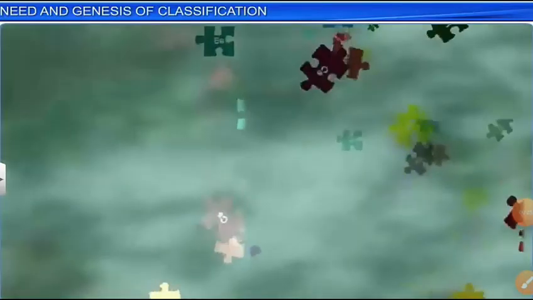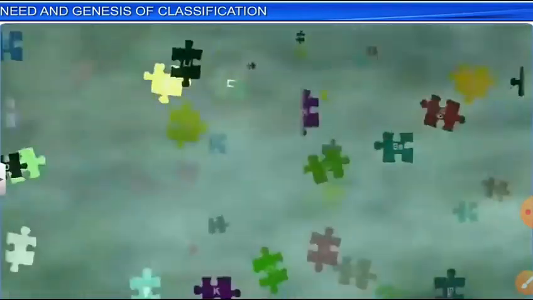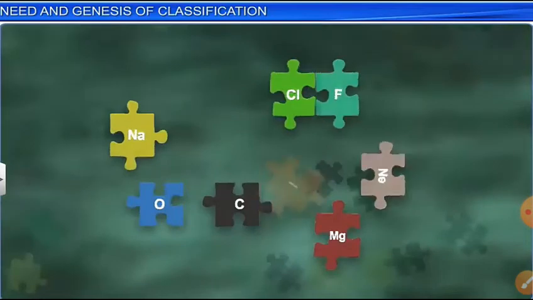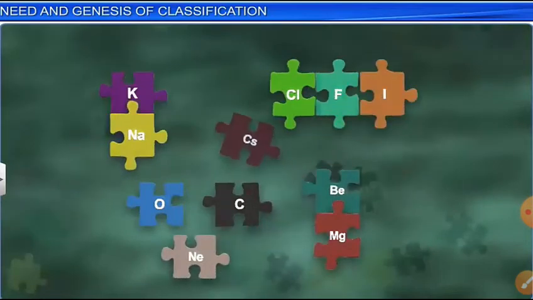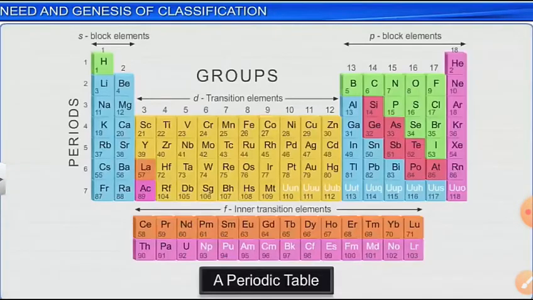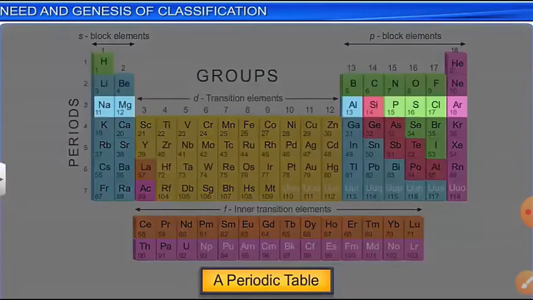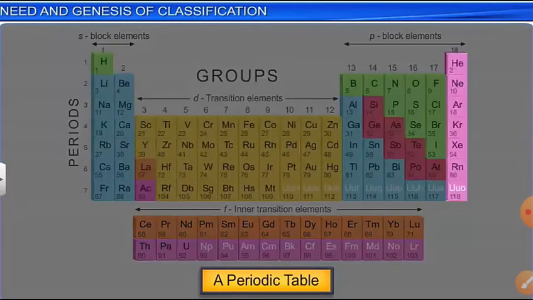Now we have different elements, from 1 to 118. When the classification of elements started, it was basically to arrange the elements in groups so that elements which have similar properties belong to the same group, and the ones that have different properties are kept in different groups. So classification of elements means arranging the elements according to their physical and chemical properties. And finally we came up with a periodic table, which is the complete arrangement of all the elements in a proper manner. A periodic table is basically the classification of elements in rows and columns.